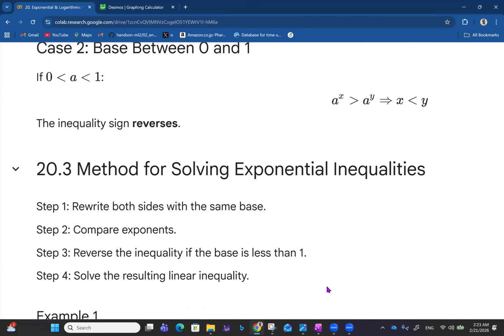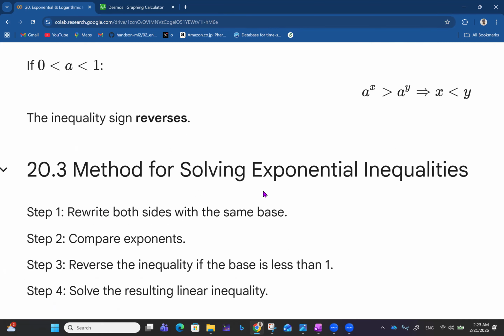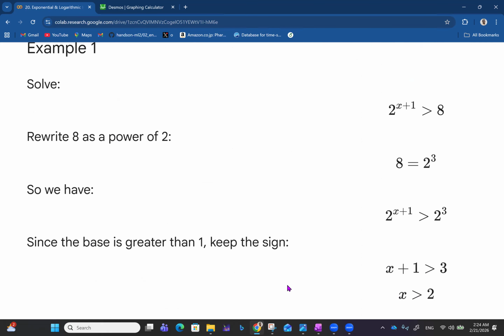So we have 20.3 where we talk about the method for solving exponential inequalities. The first thing is to solve exponential inequalities, you rewrite both sides with the same base, compare exponents based on these rules we've done now, then reverse the inequality if the base is less than 1, just like we've said, and solve the resulting linear inequality. That goes like we have example 1 now.